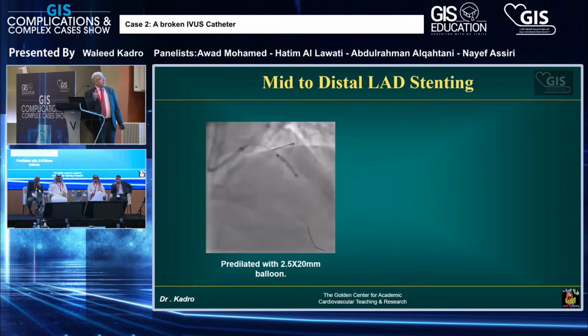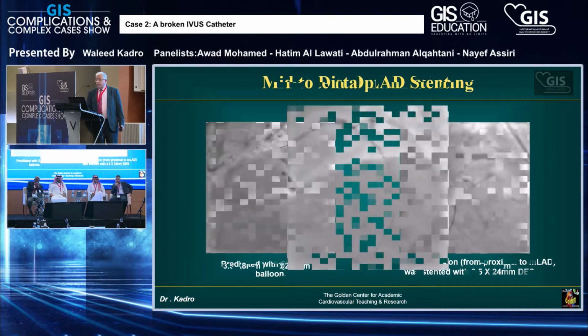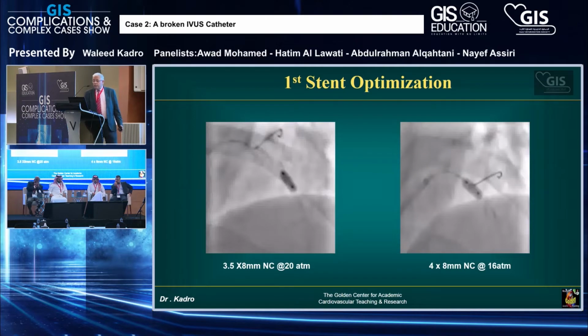So the plan was... this lesion length was around 42 millimeter, so the plan was to stent this area. We did not have 42 millimeters, so the plan was to put two stents. So we pre-dilated, and we put the stent in from the proximal LAD to the mid segment, and this stent was 3.5 by 24 millimeter DES, and did the post-dilation with 3.5 at the distal part of the stent and a 4 millimeter NC balloon at the proximal part of the stent.